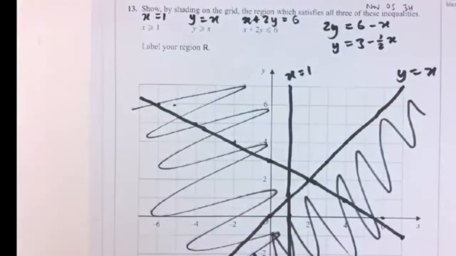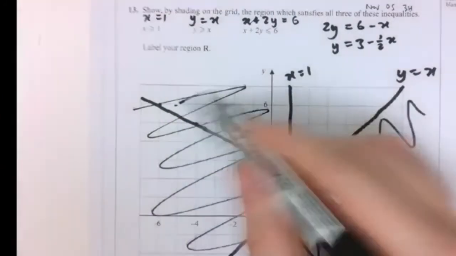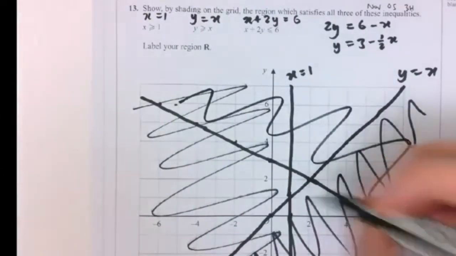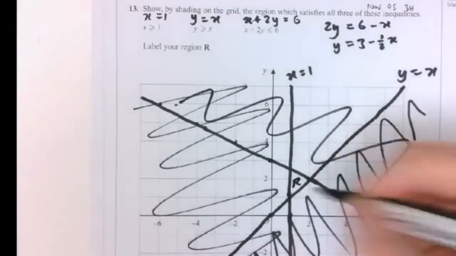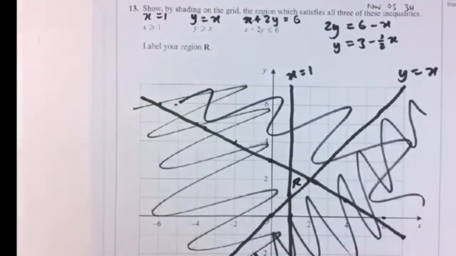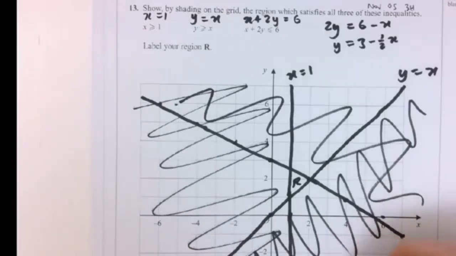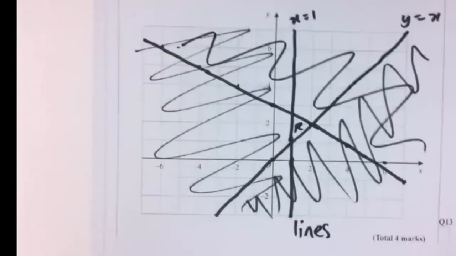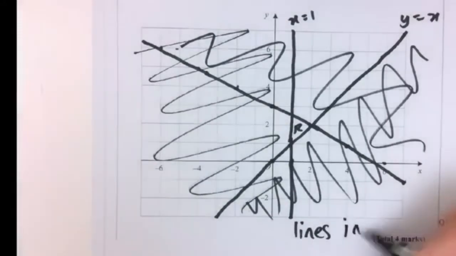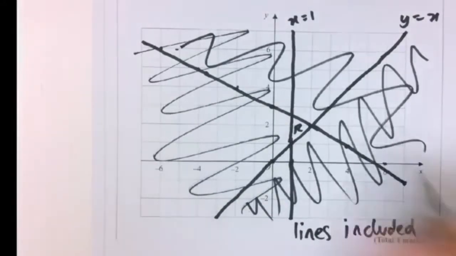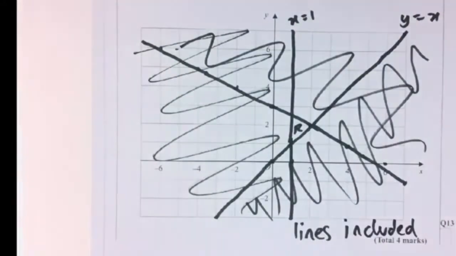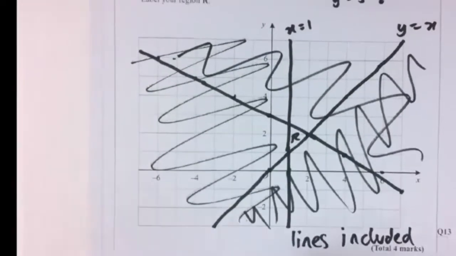So we do want the things that are below the line here, and we want to get rid of all the stuff that's above the line here. And this is the region R then, which satisfies all three of the inequalities. And again, you might just say, to make this clear, that the lines are included because they're all less than or equal to or greater than or equal to inequalities rather than strict ones.